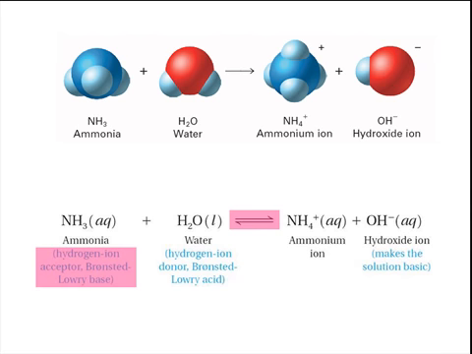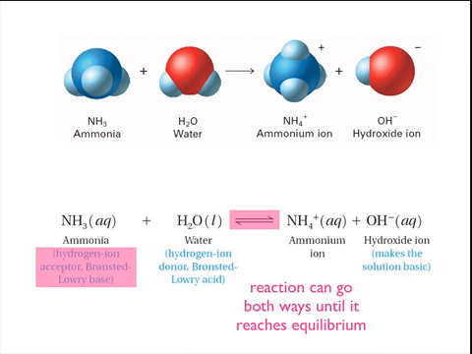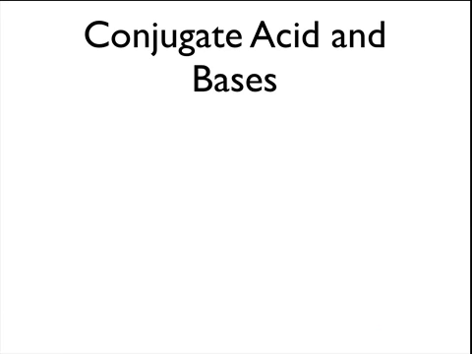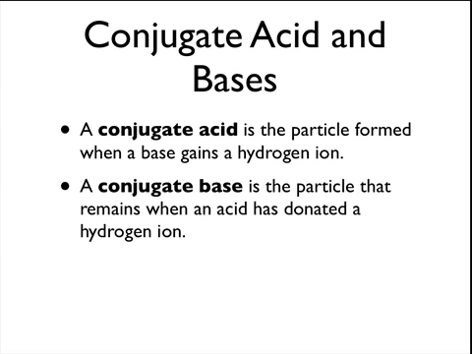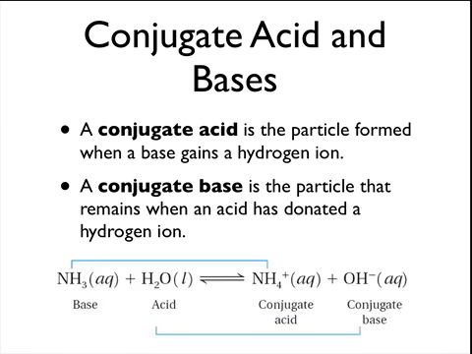Now we've got this little back and forth arrow, and what this is telling us is that the reaction can actually go both ways until it reaches an equilibrium, and even at equilibrium the reaction does go in both directions. A conjugate acid is the particle formed when a base gains a hydrogen ion. A conjugate base is the particle that remains when an acid has donated a hydrogen ion. And here we see a base, an acid, and their conjugate acid and base. Notice that a base has a conjugate acid, and an acid has a conjugate base. And this will always be true. We always see them in pairs because we're reacting a base and an acid together.